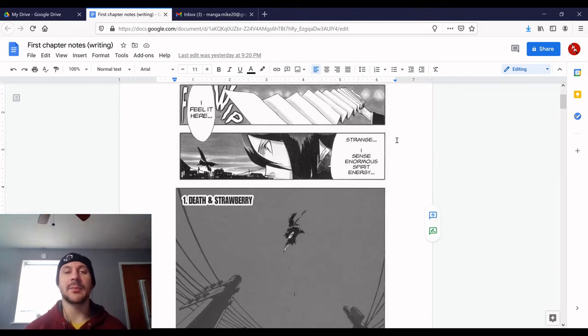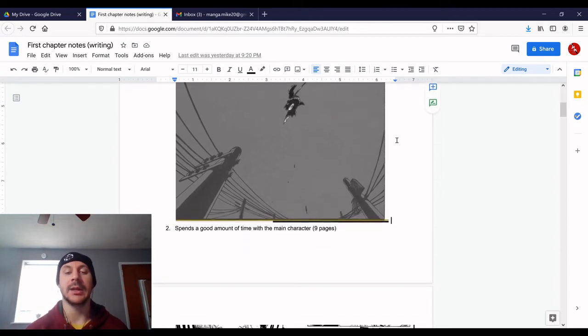You get an idea of this person's on a search for something, and you get an idea that there is a power system involved in this shonen manga, right? I sense enormous spirit energy, and she's after that energy, right? So now we have a page turn effect where we want to see, like, okay, what is spirit energy? Like, what's going to happen? And that's something you want to think about with your first page.